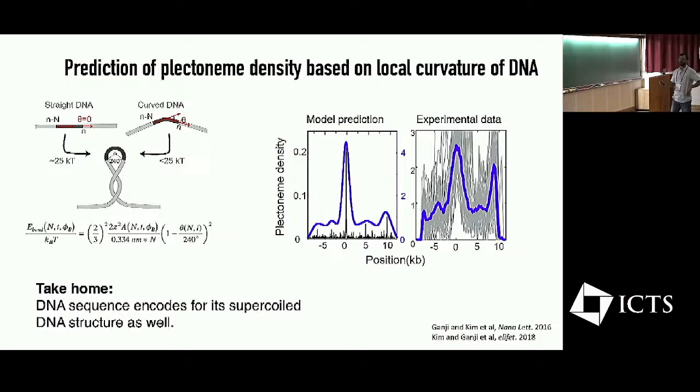So from this part, I would say that we sort of understood that the bacterial genome sequence not only encodes for the proteins, but also encodes for its supercoiled DNA structure. So thereby it probably regulates the DNA transactions, we think.